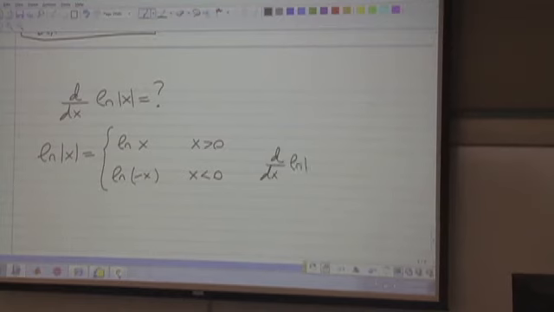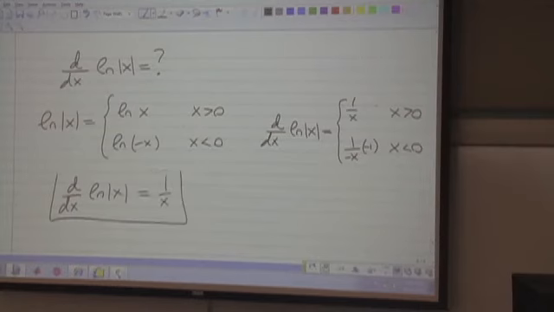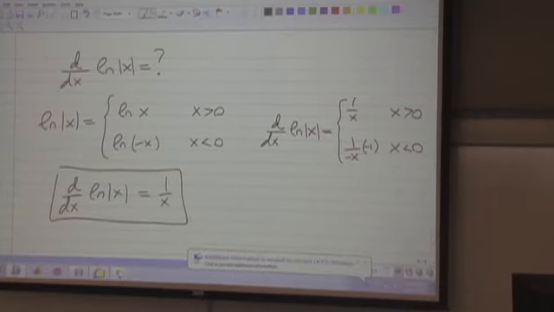So then, what is the derivative of ln of absolute value of x? Well, it's going to be 1 over x when x is bigger than 0, and it is 1 over minus x times negative 1 when x is less than 0. Where is that negative 1? The derivative of minus x. Which means that the derivative of ln of absolute value of x is equal to 1 over x. Okay?